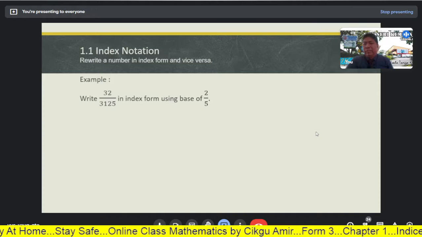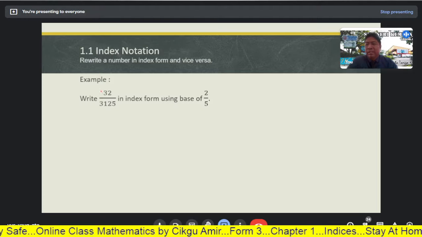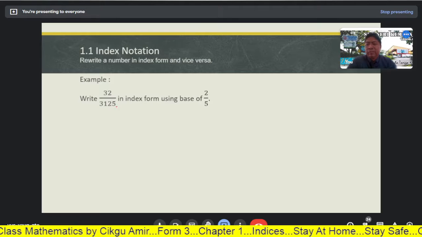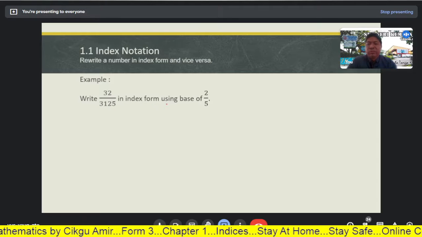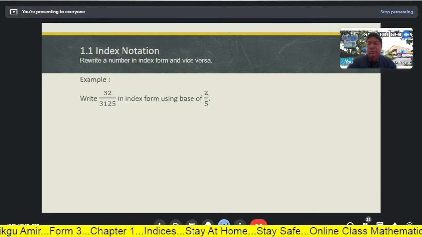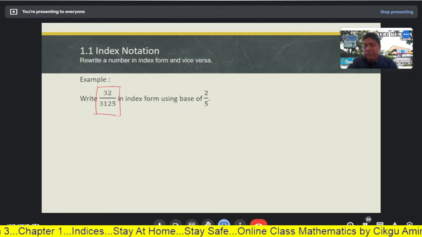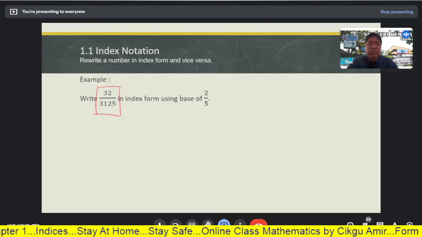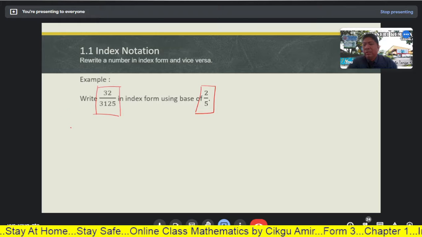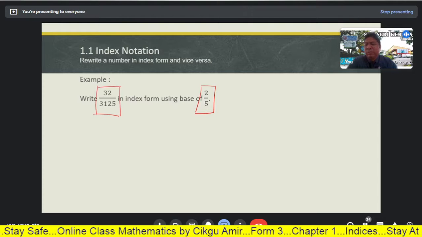How about a question given in fraction? Write 32 over 3125 in index form using base of 2 over 5. There is a fraction here, and they are using the fraction 32 over 3125. The base is 2 over 5, so we use the division method. I prefer the division method.